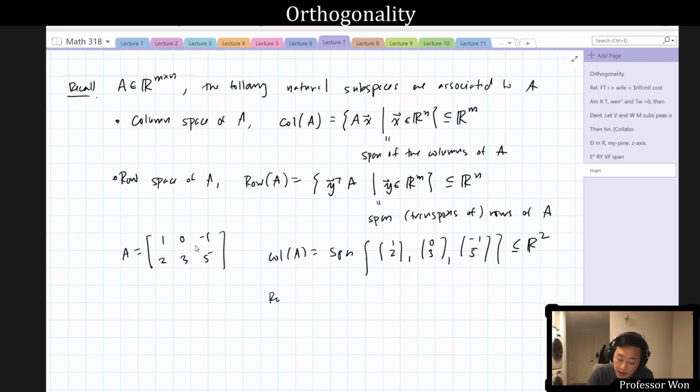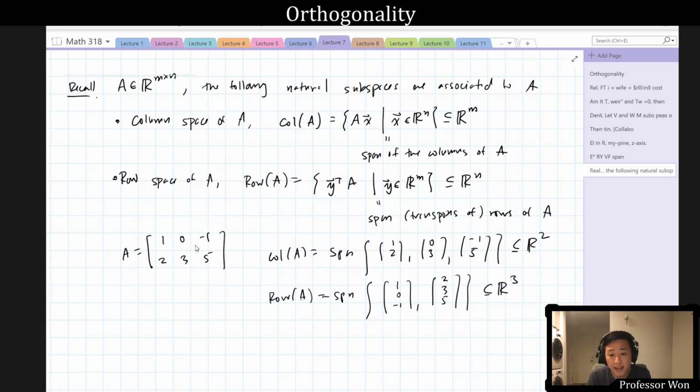The row space of A here, I'm pretty sure that I want to write this as column vectors based on what's in the notes. This should be the span of (1, 0, negative 1) and (2, 3, 5). This is a subspace of R3. Okay, so we're taking the convention basically that every vector that we ever write is a column vector. If I want to treat it as a row vector, I have to take its transpose.